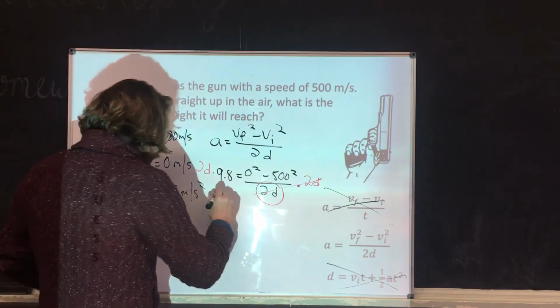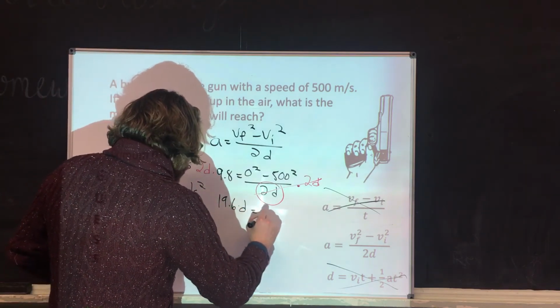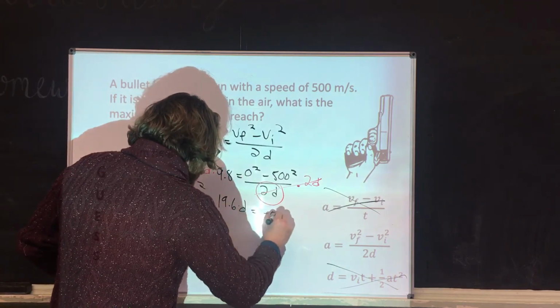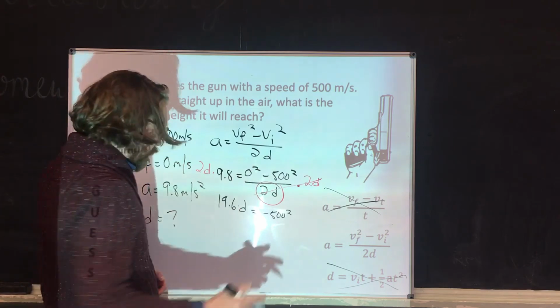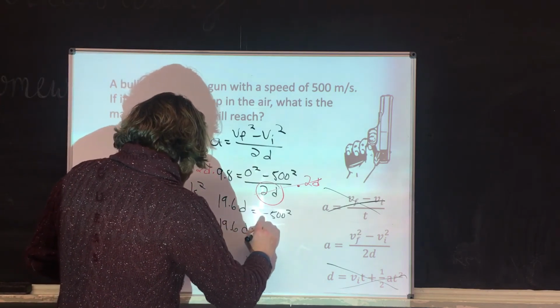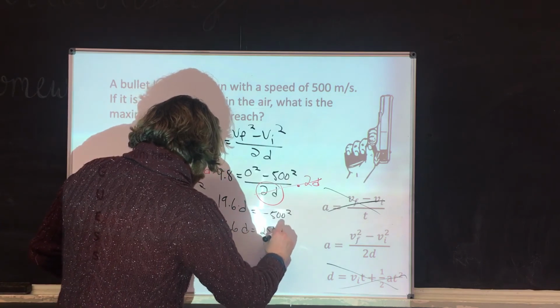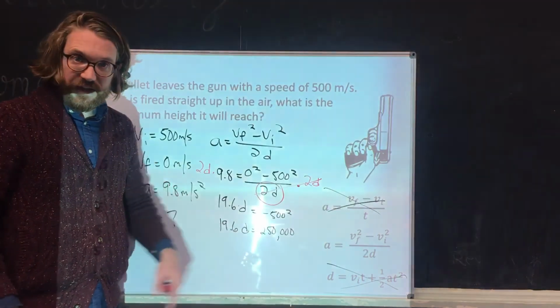9.8 times 2d gives me 19.6 times d equals negative 500 squared, right? Because 0 squared is just 0. I bring this down. This gives me 19.6d equals 250,000. 500 times 500 is 250,000.